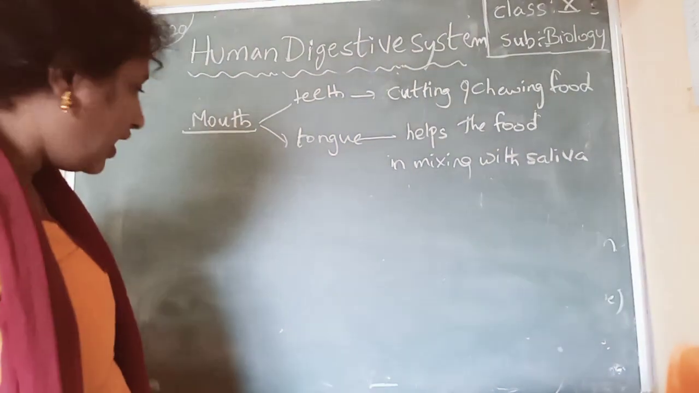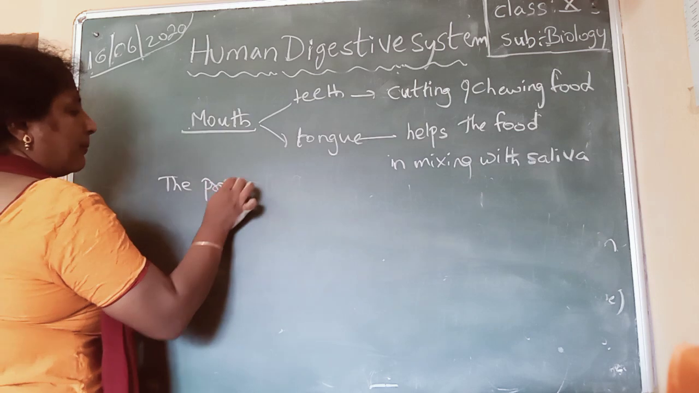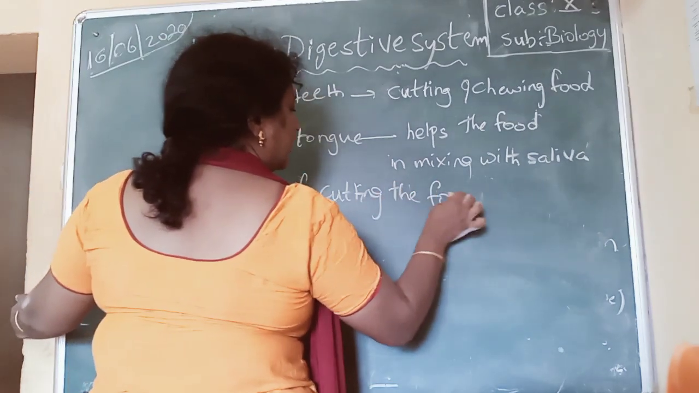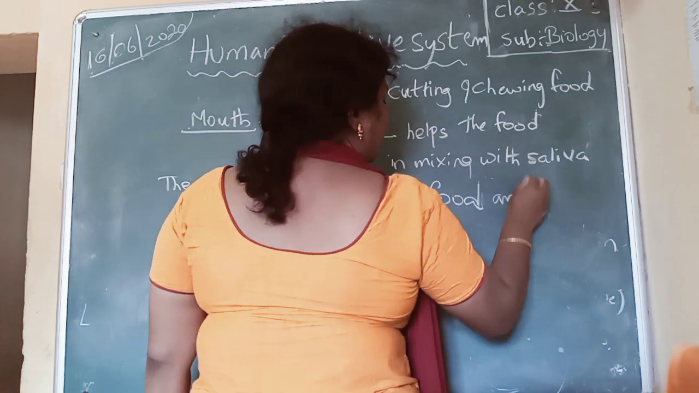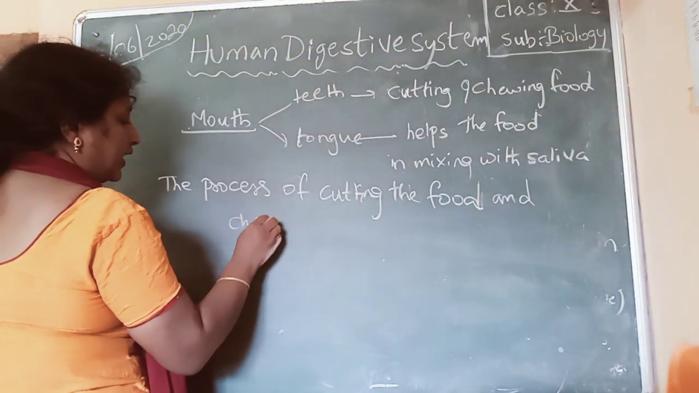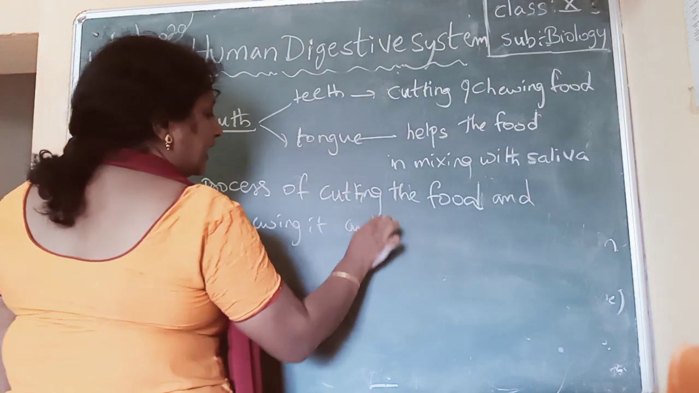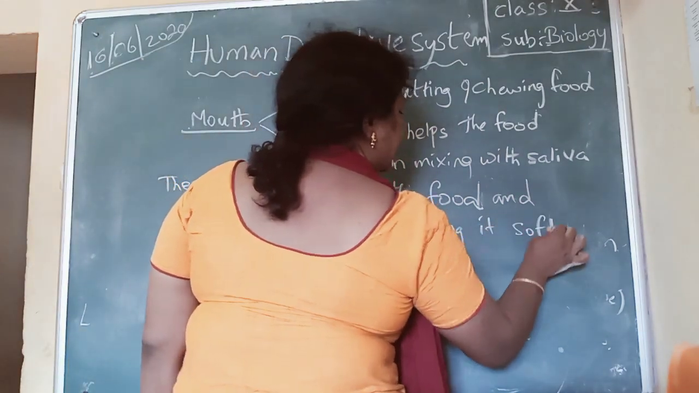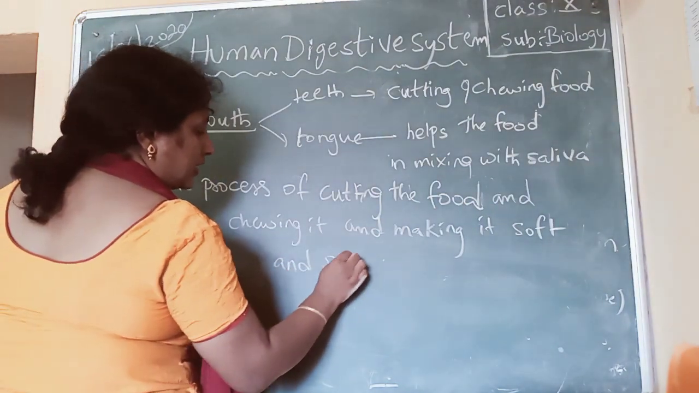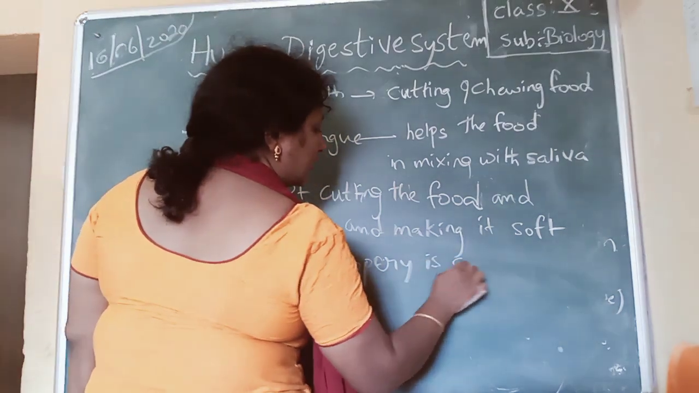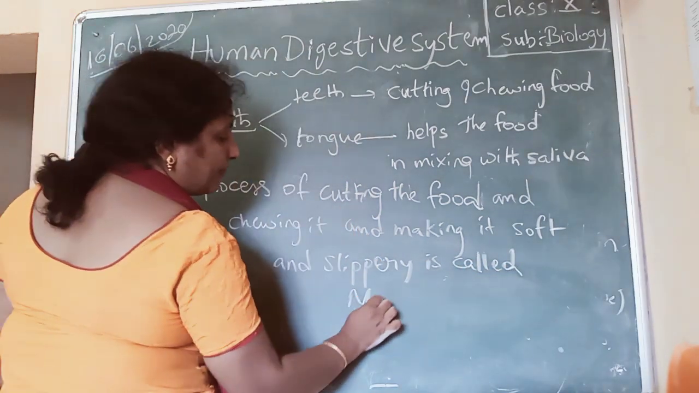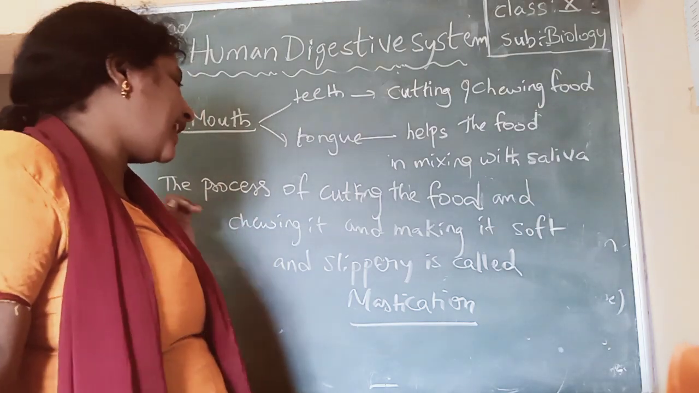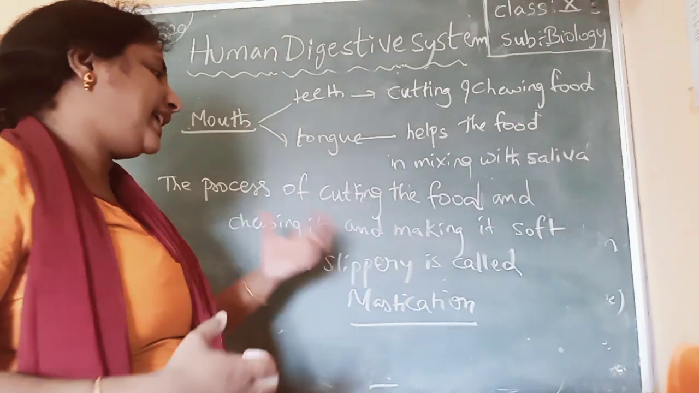So what is mastication? The process of cutting the food, chewing it and making it soft and slippery is called mastication. Very important term, mastication. What is mastication? The process of cutting the food and chewing it and making it soft and slippery is called mastication.